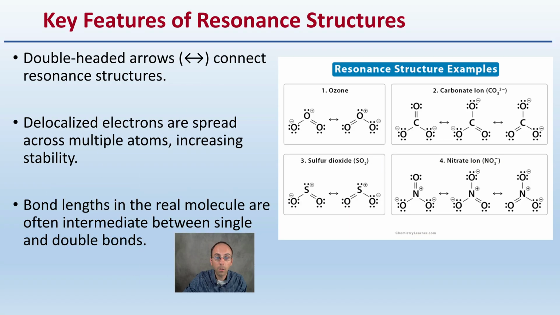And what are some key features here and some other examples as well? Well, double-headed arrows are used to connect resonance structures, as we can see here, because it's showing it's going from potentially one to the other. Delocalized electrons are spread across multiple atoms, increasing the stability. Bond lengths in the real molecule are often intermediate between single and double bonds, as we can see indicated here.